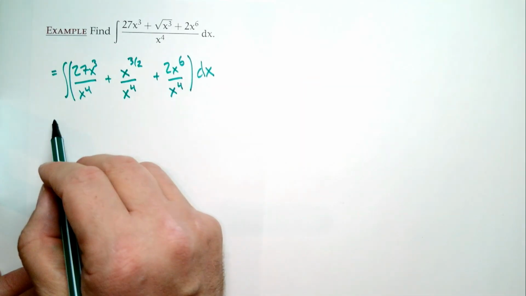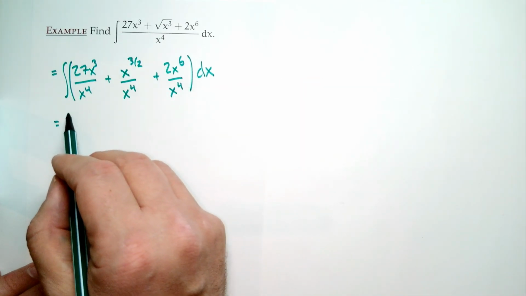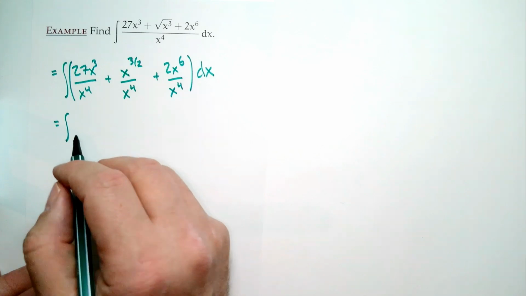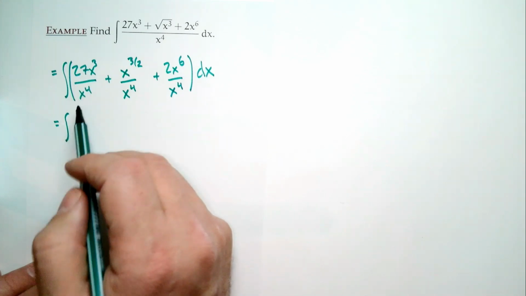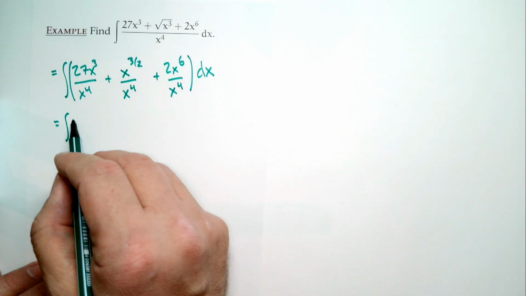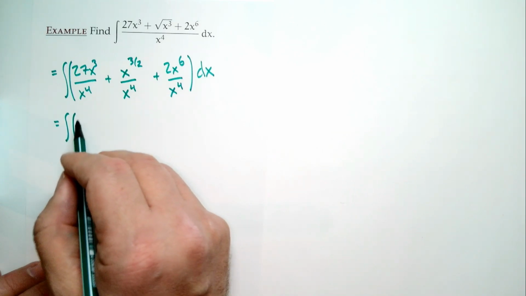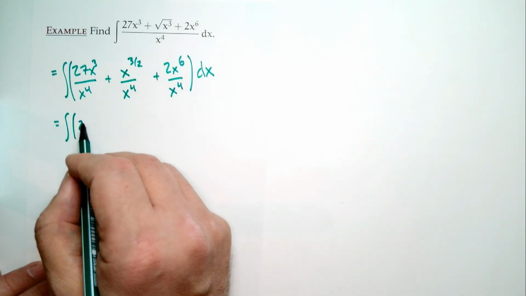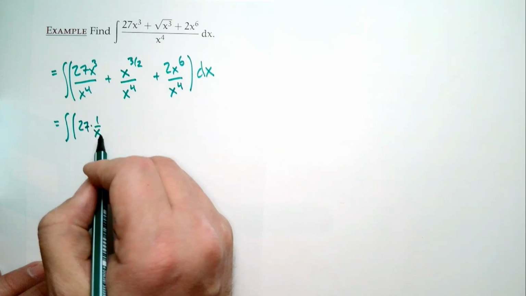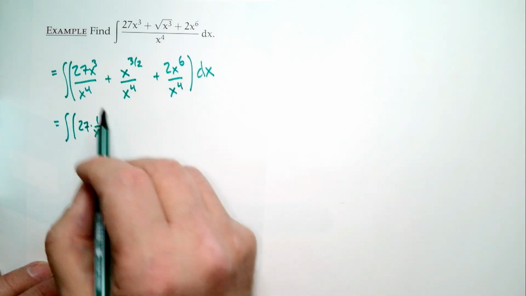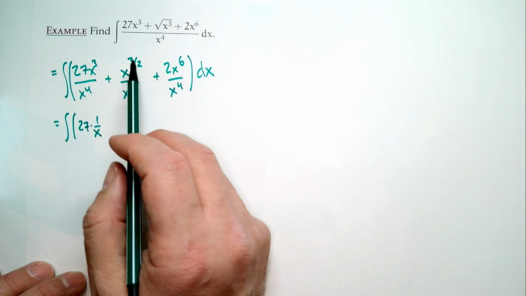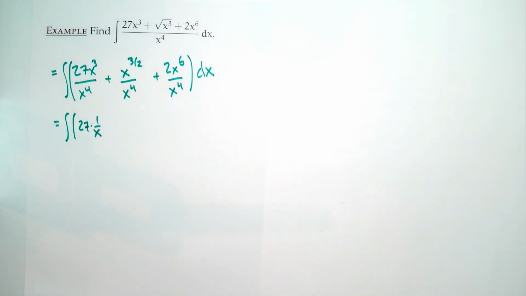What's another way to say 27x cubed divided by x to the 4th? Yeah, so there you can cancel a bunch of x's, so you're left with 1 x downstairs. You can write it as 27 over x. I'm going to write it as 27 times 1 over x, just to say the constant doesn't matter, I'm going to keep the constant to the side. x to the 3 halves divided by x to the 4th, what will that become?